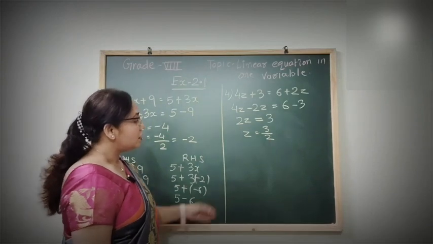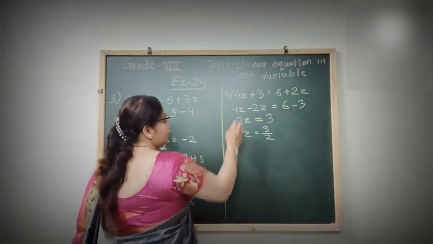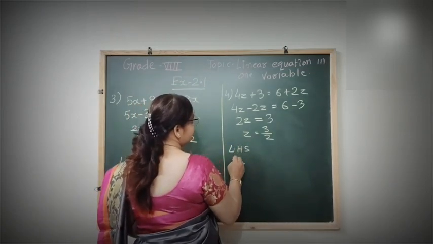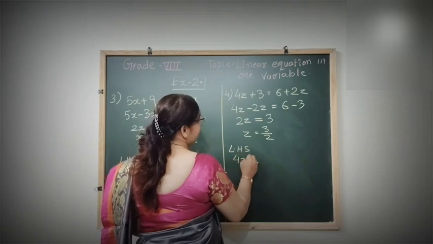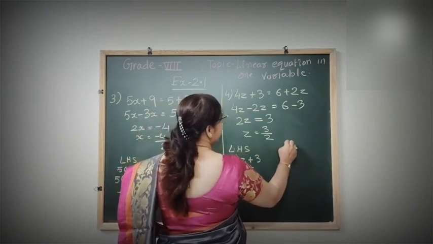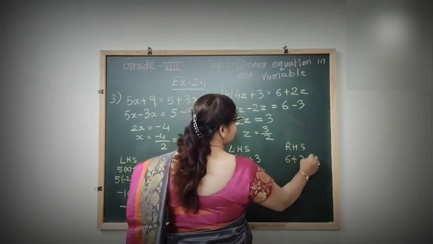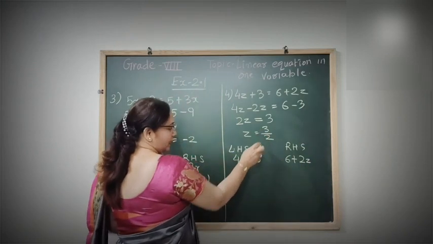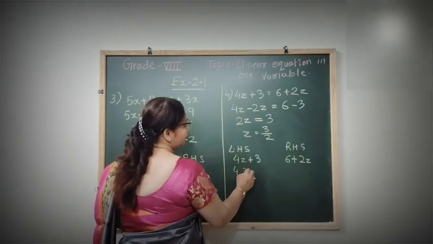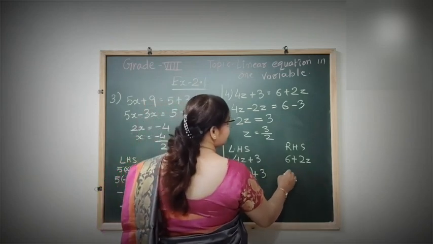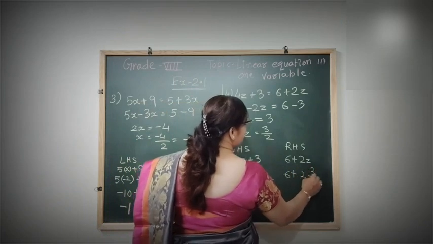Now moving on to verification, which is still left, students. 4z plus 3, this is LHS, left hand side, and right hand side, 6 plus 2z. So here you have 3 upon 2 as the value. So 4 into 3 upon 2 plus 3, then 6 plus 2 into 3 upon 2.